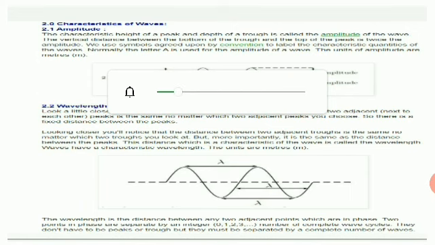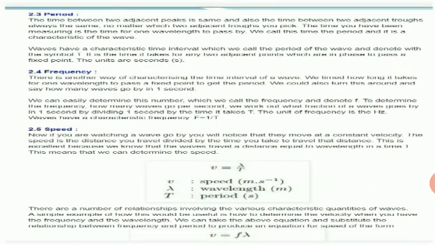Then here is the next one, which comes as your period. So period is the time taken by this wave to complete it. So the time taken between two adjacent peaks is the same, and also the time between two adjacent troughs is always the same, no matter which two adjacent troughs you pick. So the time taken to complete a wave is known as its time period, and its unit is second.